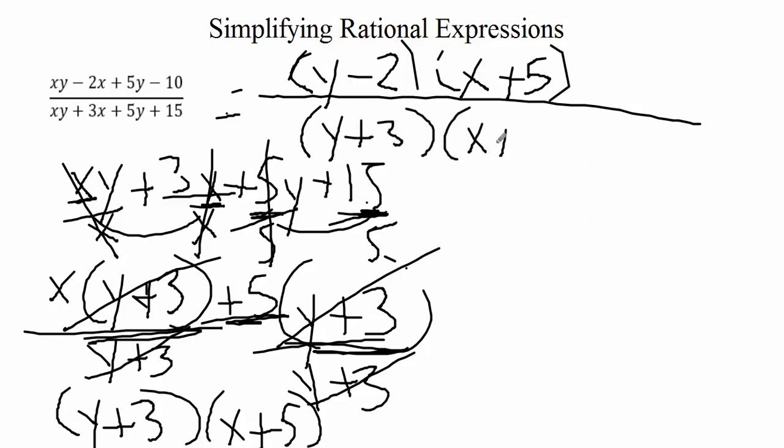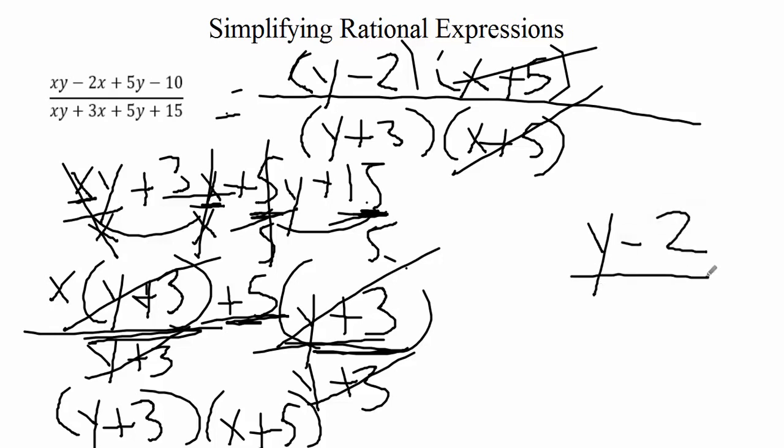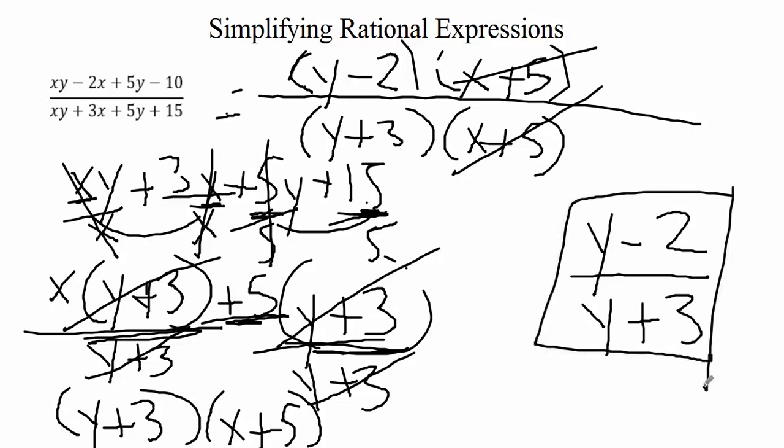Okay, so then now that we are done factoring, the next step is to cancel. So we can cancel an x plus 5 over an x plus 5. Putting back together what we have left over, the only thing we have left is a y minus 2 in our numerator, and a y plus 3 in our denominator. That would be our simplified solution here.